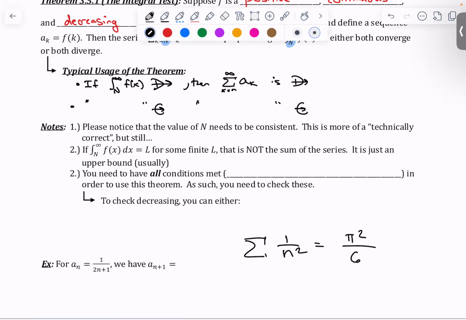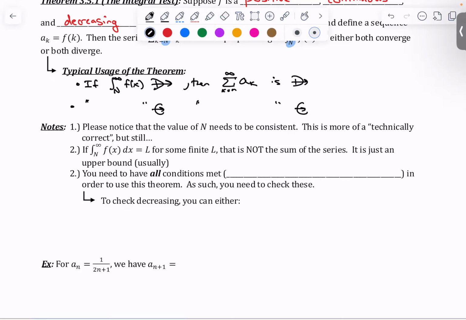But what you originally find out is that if you integrate this from 1 to infinity, I believe you get 2 as your answer. It's been a hot minute. And so you know an upper bound is 2, but you don't know exactly what the actual value is. So the improper integral and the actual series do not have the same convergent value.